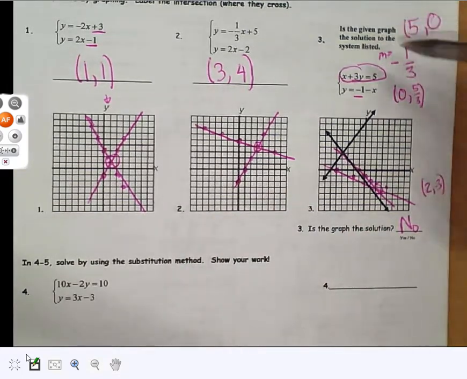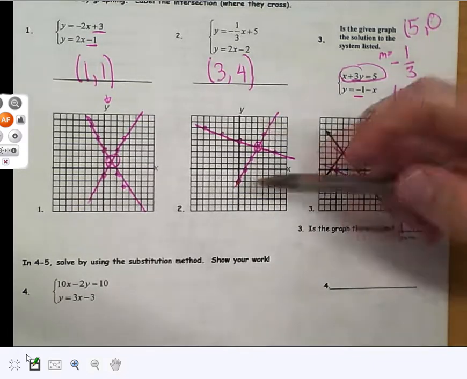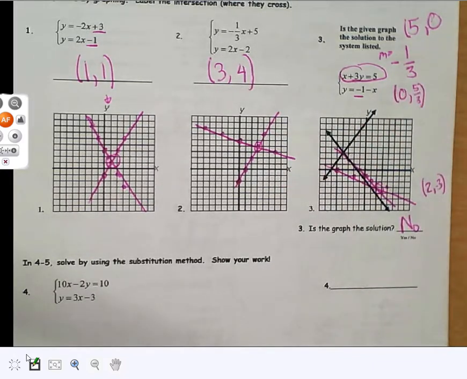Now you didn't have to do all that. All you have to do is say yes or no. Look at the graph. Decide if it's been graphed right. But I wanted to show you how to graph them because that could be helpful in deciding if it's graphed right.